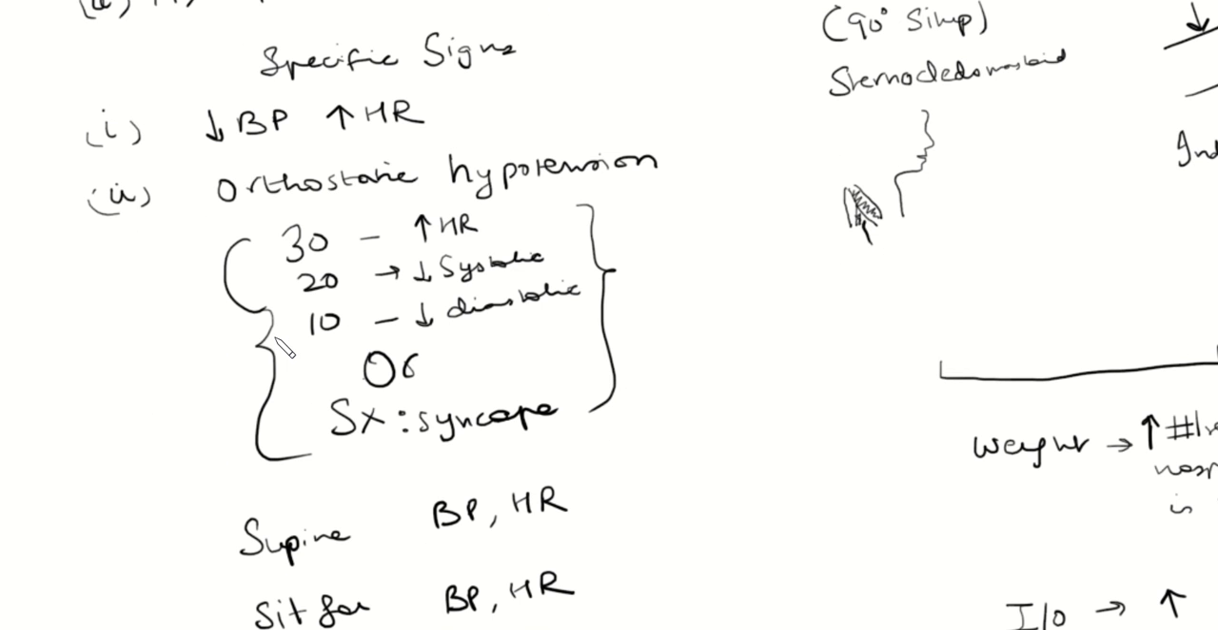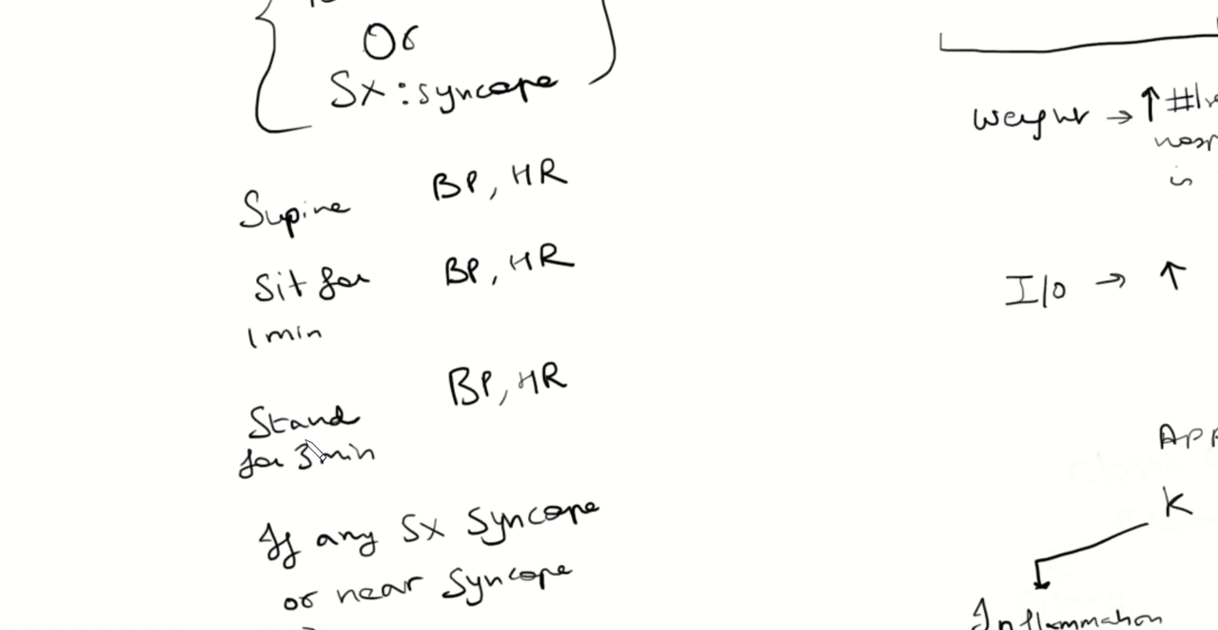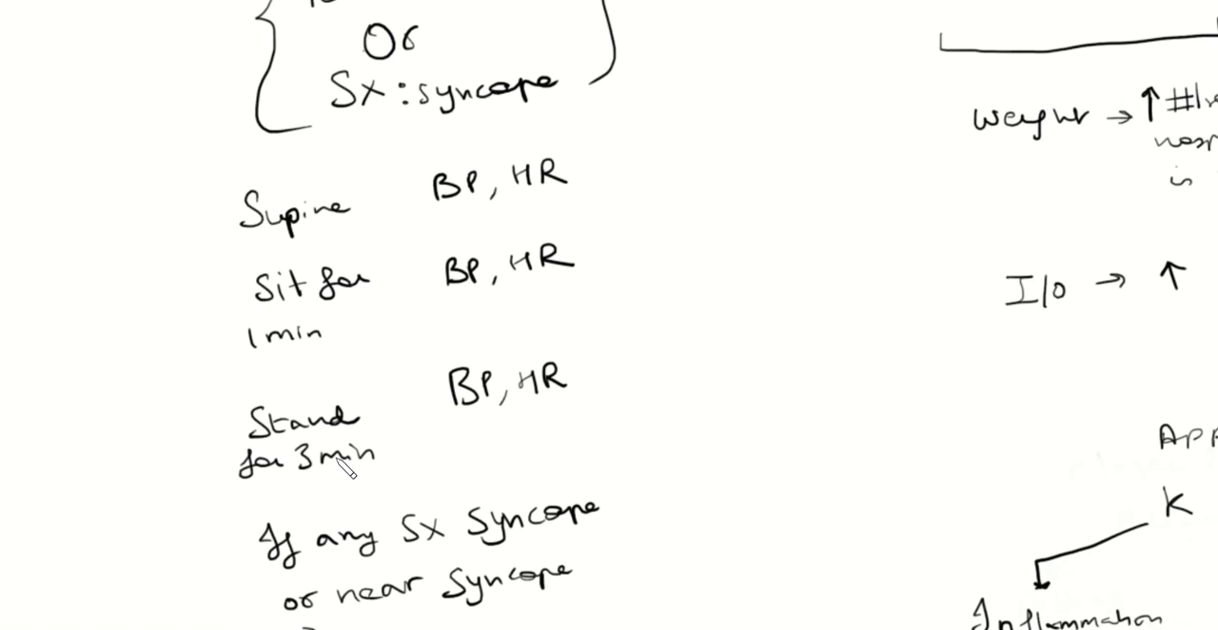Okay. Now, orthostatic hypotension, just real quick, how do you do it? 30, 20, 10. If you can remember that, you can remember orthostatic hypotension. How do you do it first? You have the patient supine, you take their blood pressure and heart rate. Have them sit on the side of the bed for a minute, dangle their legs, and get their blood pressure and heart rate. Third, let them stand. Have them stand for 3 minutes, and then take their blood pressure and heart rate. So you're going to get three numbers.